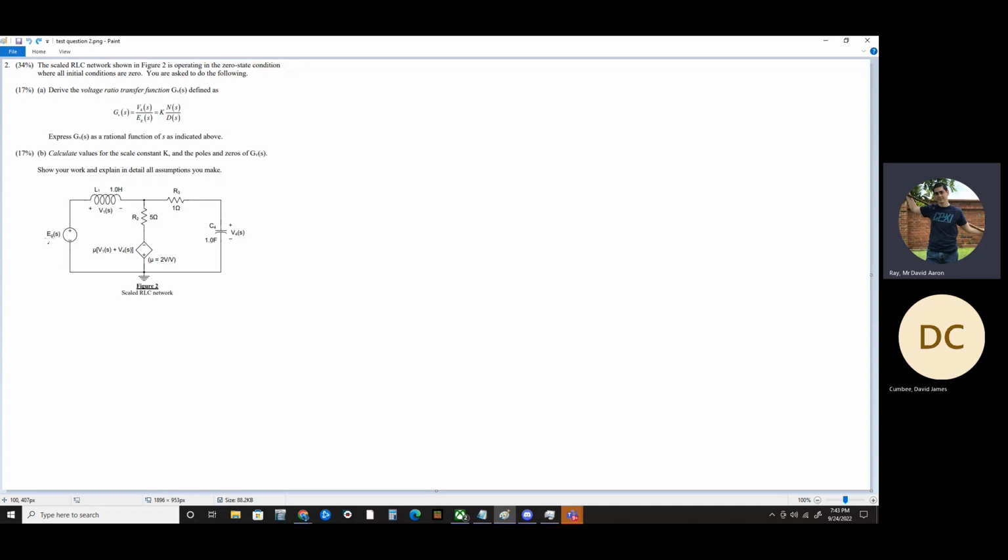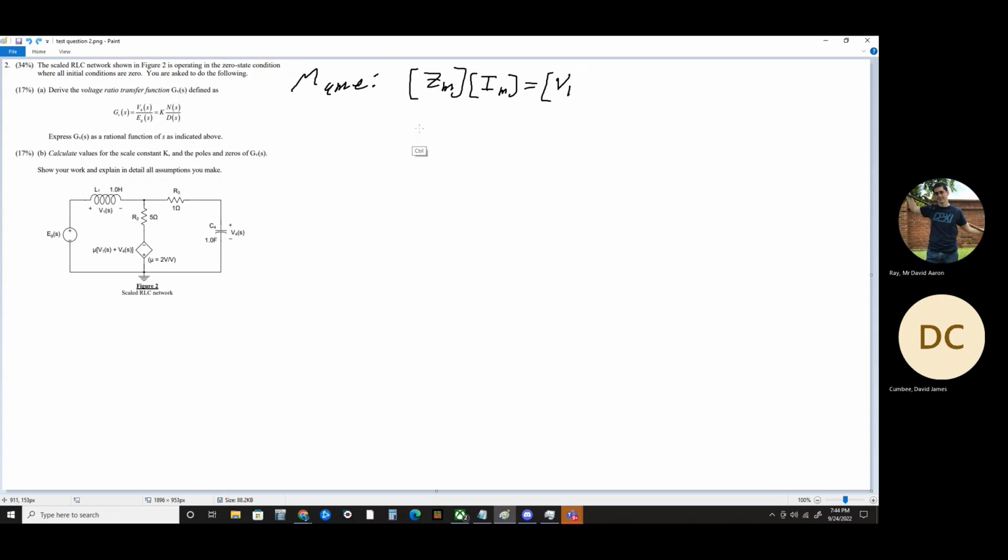Looking at this, if we did nodal, that would be 3 different voltages in order to account for all components, so we probably don't want to do that. If we do mesh, we see that it's just 2 loops, so mesh is preferable. So for mesh, we know the Z matrix times the I matrix equals the V matrix, where V equals IR.